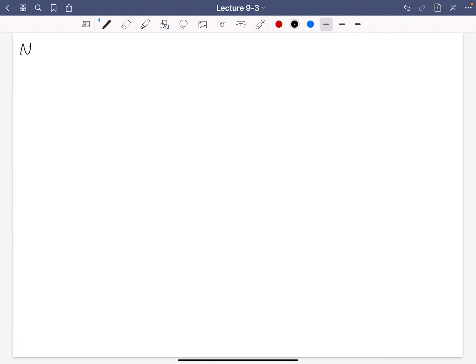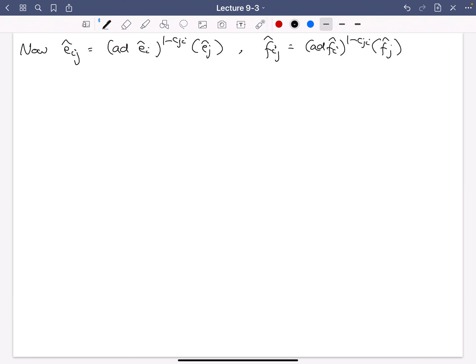Okay, so now I'm going to let E_ij hat be, well, the element from S_ij plus the Serre relation. So this is ad E_i hat to the 1 minus c_ji on E_j hat. Similarly, there's F_ij hat, which is ad F_i hat to the 1 minus c_ji on F_j hat. This is all, of course, for i not equal to j. So these are elements of this Lie algebra g hat.